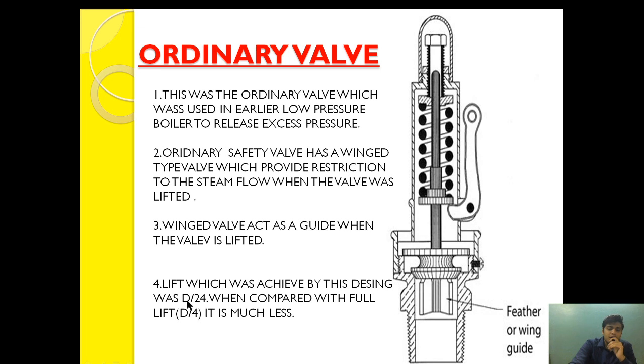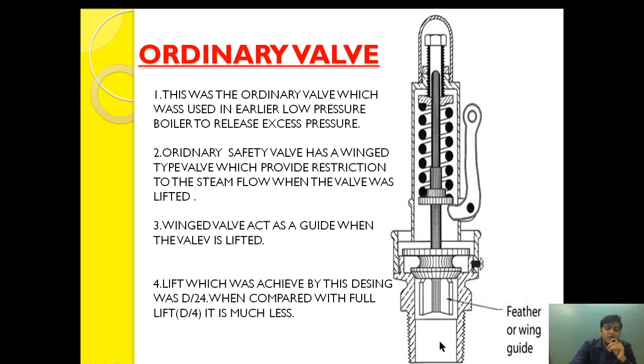The lift achieved by the design of the ordinary safety valve was around d by 24. As you can see, we have said that normally to allow the full escape of steam, we need a lift of d by 4. But what we achieved in the ordinary safety valve was d by 24. Why is the lift important? Why are we talking about the lift? Because we want a valve to be designed in such a way that whenever there is excess pressure, it will release quickly and it will sit down, preventing excess steam losses. For that reason, we are so concerned about the lift. So what was achieved here was d by 24.